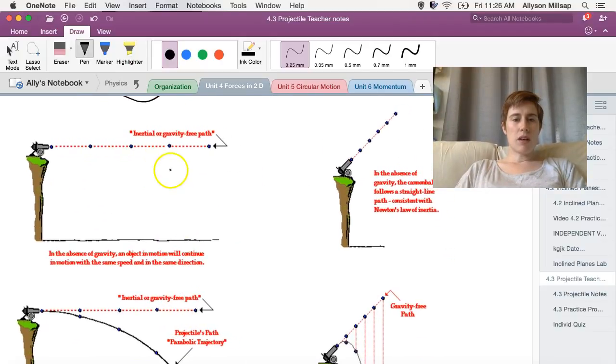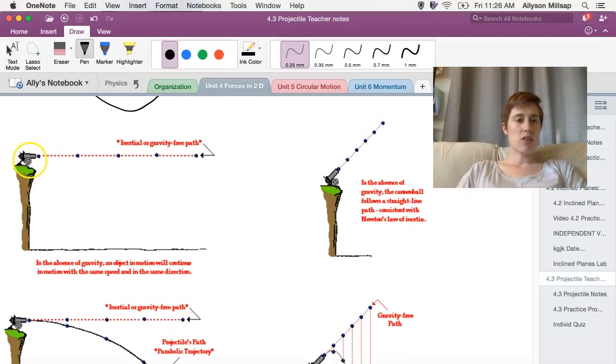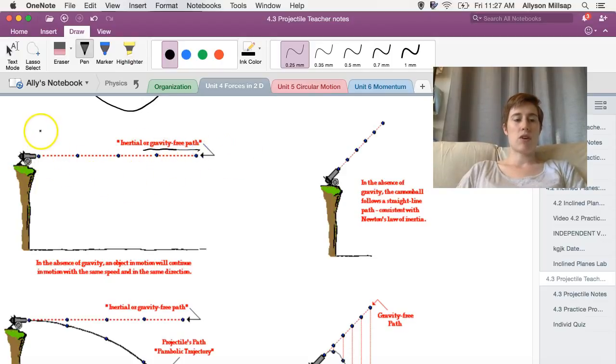Let's look at some diagrams here to get an idea conceptually what's happening in a projectile. In this first picture, there's a cannonball being shot from the cannon, and it's going in a straight path. That's called the gravity-free path. If gravity does not play a role, the velocity of the object in the horizontal direction doesn't change. Do you see that? It continues going with the same speed that it was shot at. If it was shot at a speed of 5 meters per second, then at the end, right here, it's still moving at 5 meters per second.